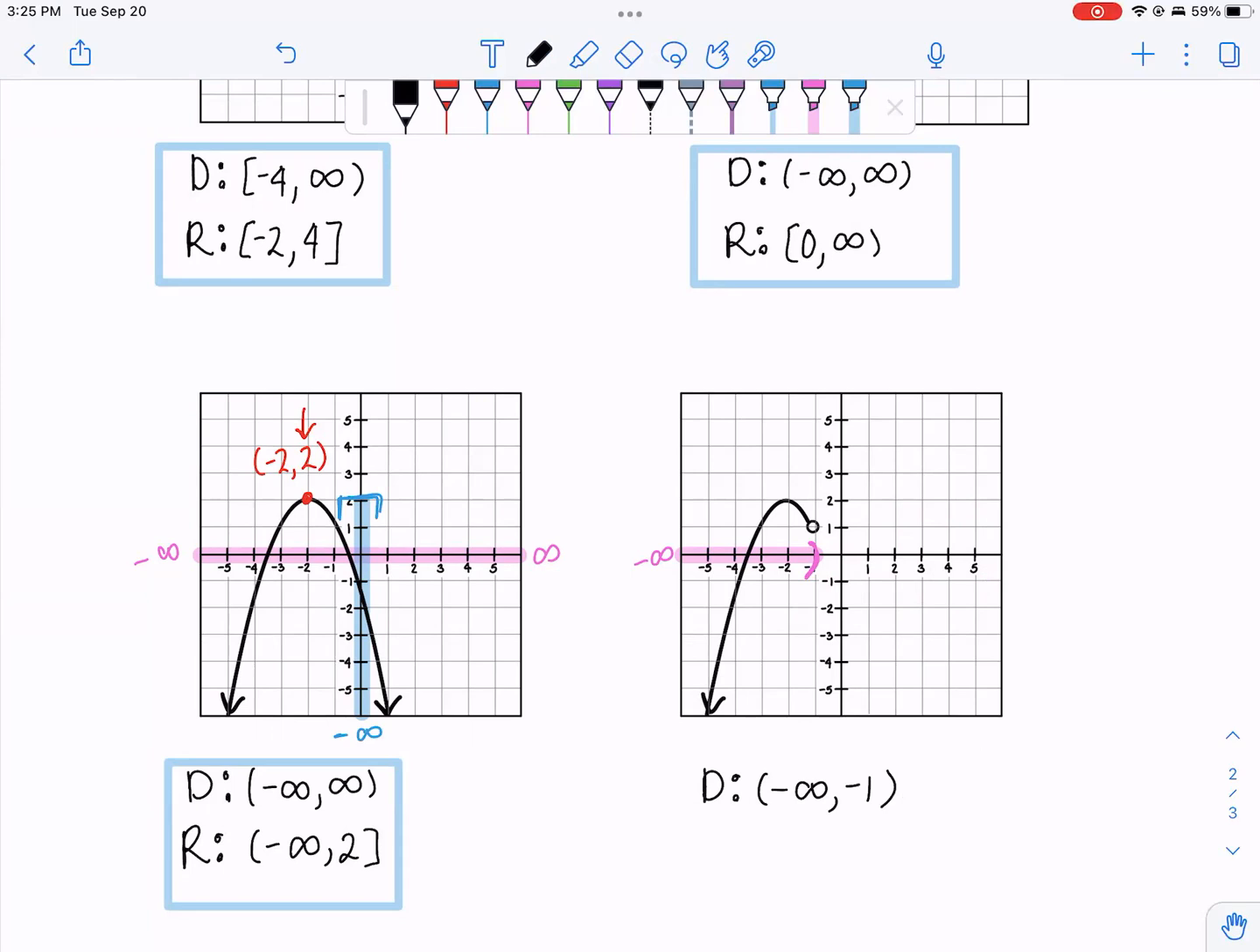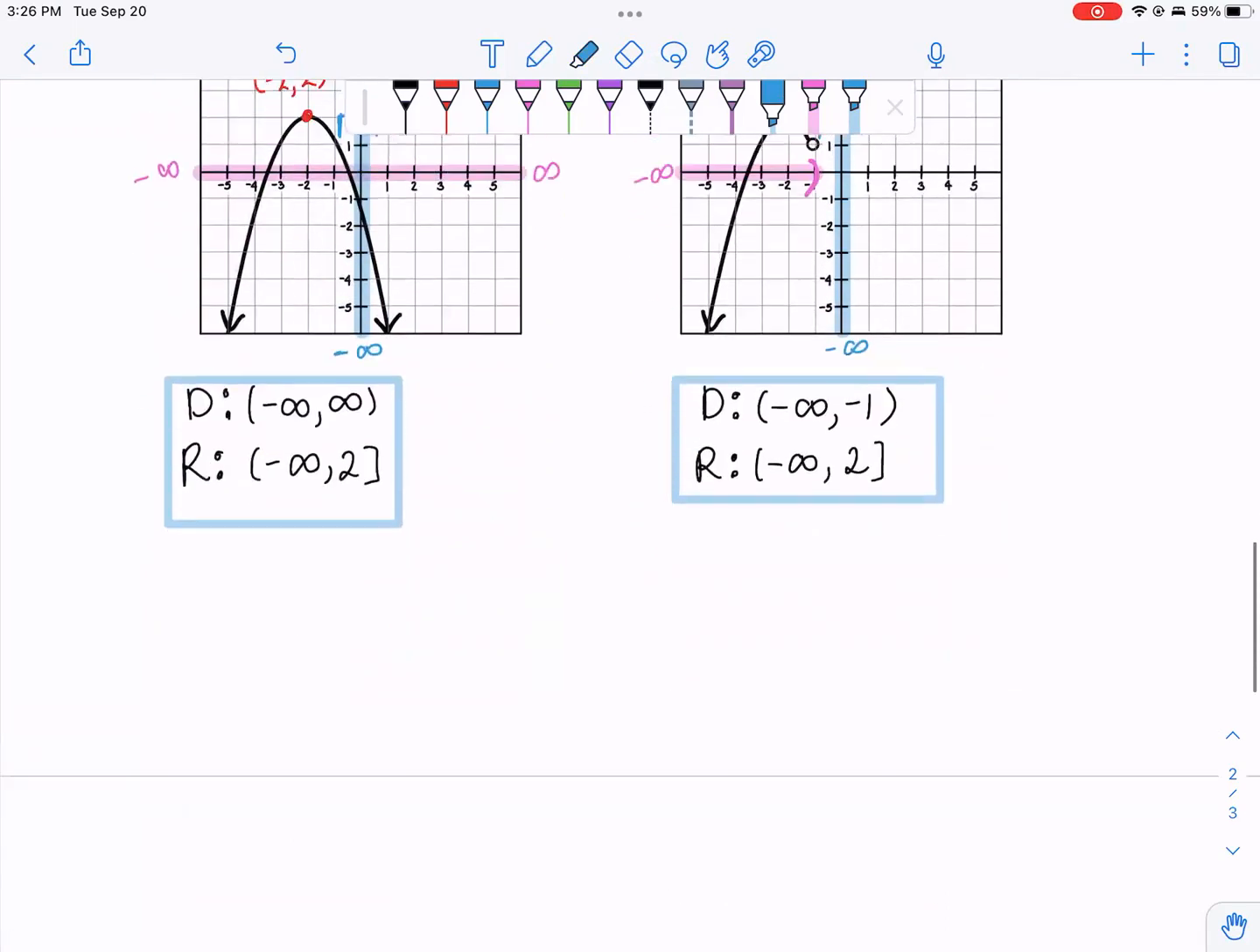The range is going to be identical to the range from before. So we hit every y value from 2 all the way down. So the range goes from negative infinity to 2, including 2. I think that's the last one, yeah.